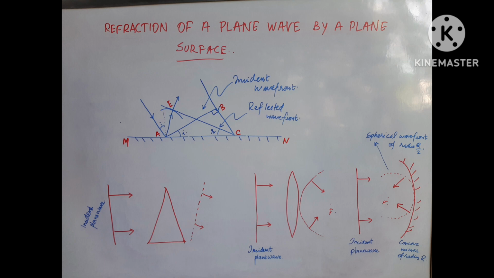Similarly, through a convex lens, the upper and lower parts of the plane wave travel less in the second medium. So it has a slow pace, and the other part is in the air medium, so it travels faster. The thickest part, at the center, gets slower due to the speed of light in that medium. So we can say that it is actually a spherical wave that is converging to a point F.